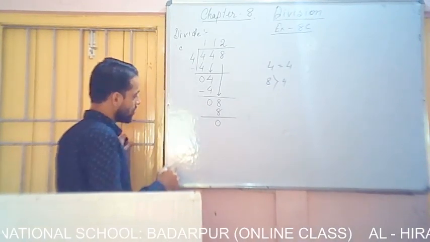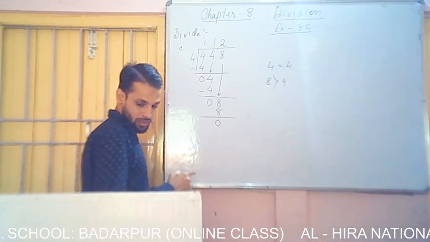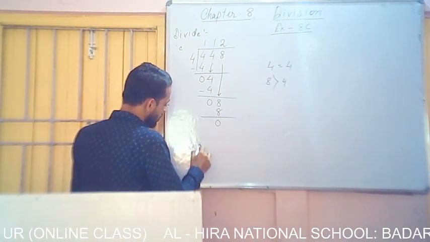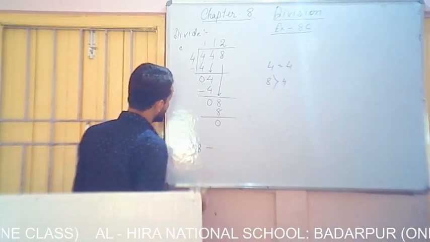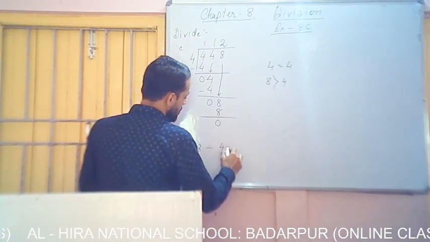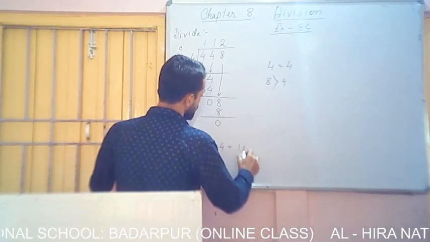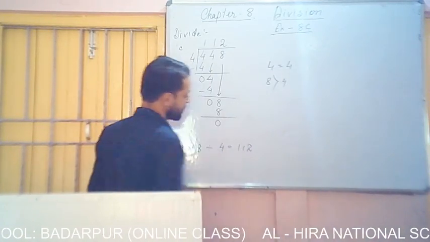Okay. So we can write like this also, 448. We have divided by which number? By 4. So after dividing, what we have got? 112.